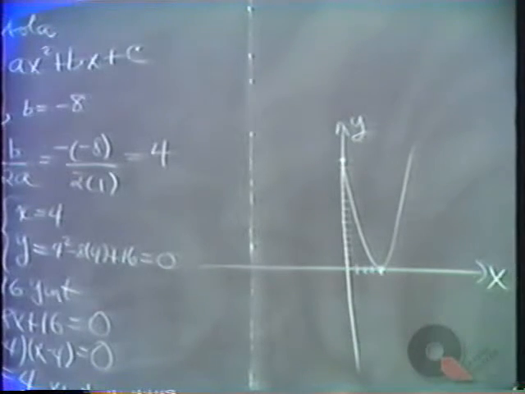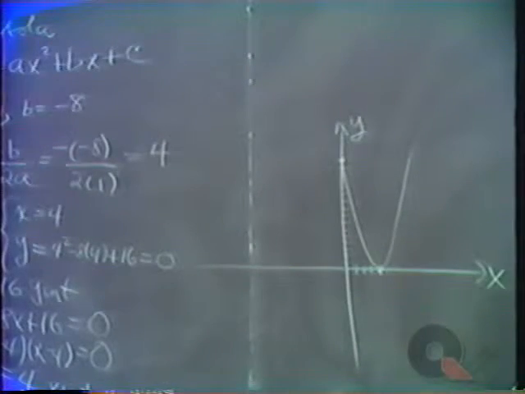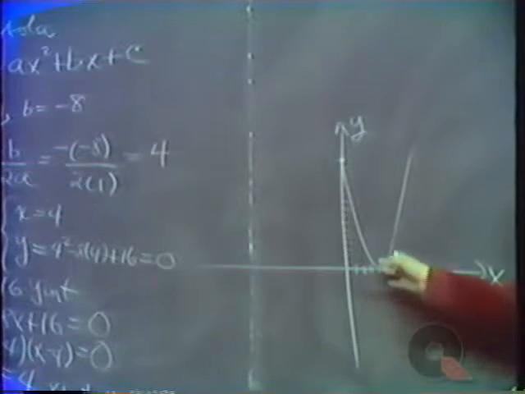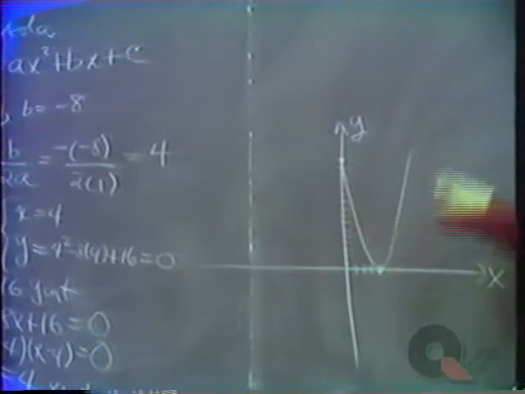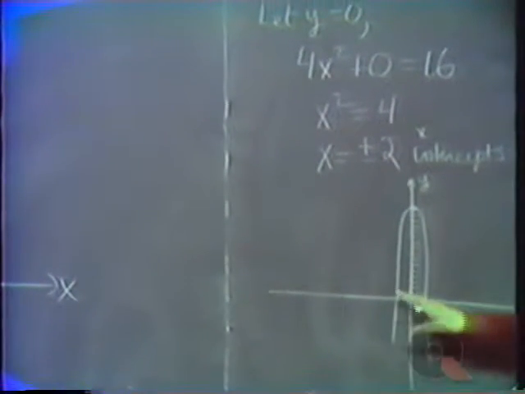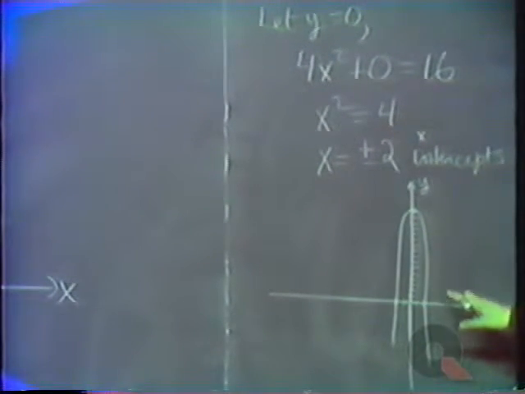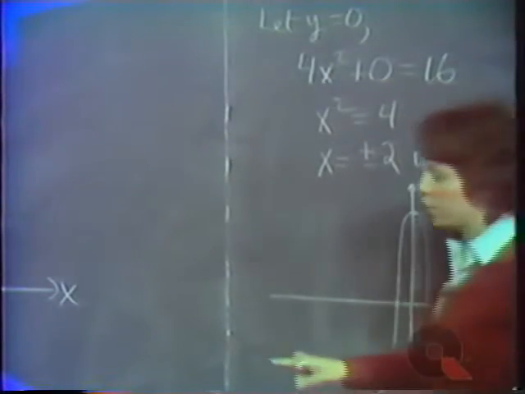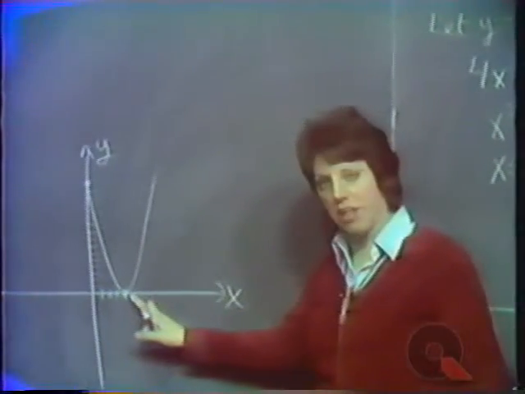You can, of course, get a few more points if you'd like to. If you feel it would make it a little more accurate, you could substitute in x equals 2, 3, 4, 5, 6, and so on, just to get a better idea of what's happening. But there's basically the situation. Unlike the previous example where there were 2 x-intercepts, here we have a situation where the turning point is on the x-axis.